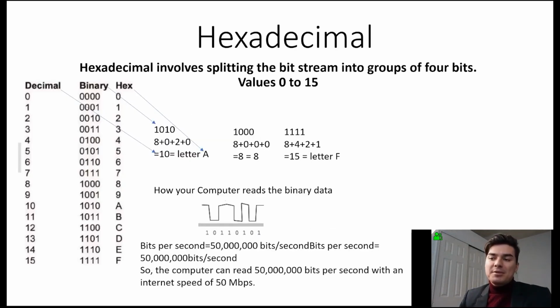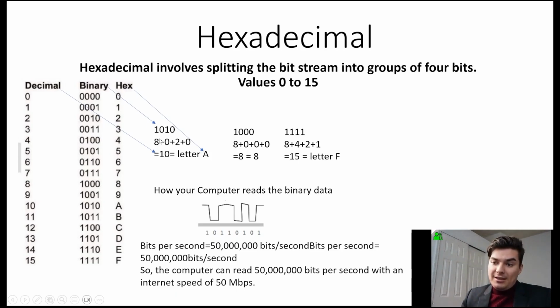Hexadecimal. Hexadecimal involves splitting the bit stream into groups of 4 bits, with values from 0 to 15. Let me go ahead and break this down here. So here is the hexadecimal, and this first line is either on or off, and this is going to be the 1, so it's either 1 or 0. The second line, if it's on, represents either 2 or 0. The third line is either going to be 4 or 0. And the last line is either going to be 8 or 0. And so you add those up.